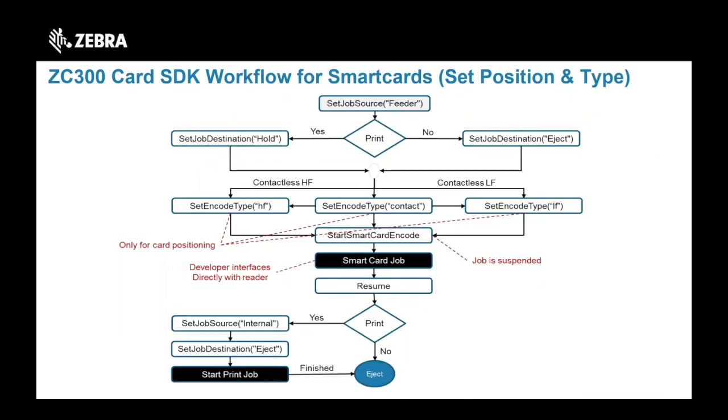How that works. Remember, with our SDK, you need to do two things: set the position and define the type of the smart card. The first thing you need to do is define where you want to put the card in order to start to work. In this particular case, we say that we want to put the card in the feeder. The other decision that you need to make is whether you want to print or not. It's a standard best practice that developers normally do the encoding first and printing after. We don't say don't do it the other way, but it's standard practice. If you decide not to print, you just set the job destination to edit, and from there you define what type of card you are using.